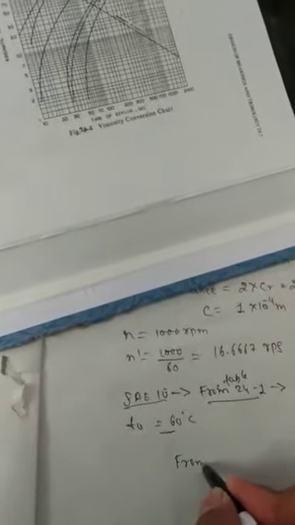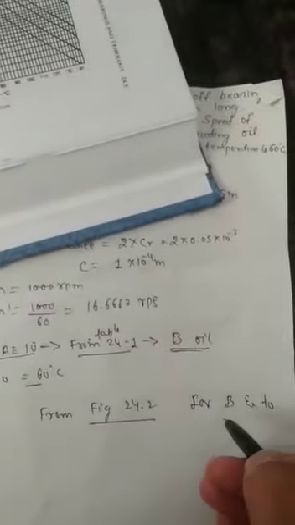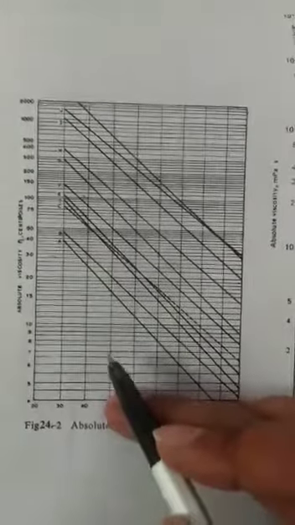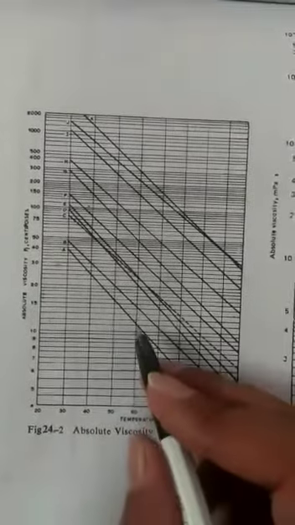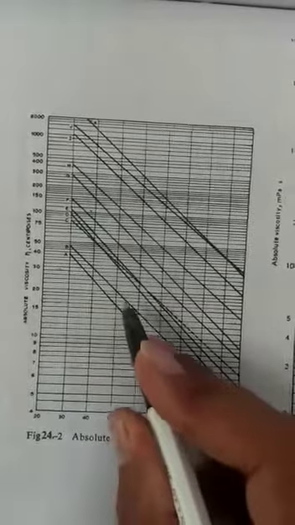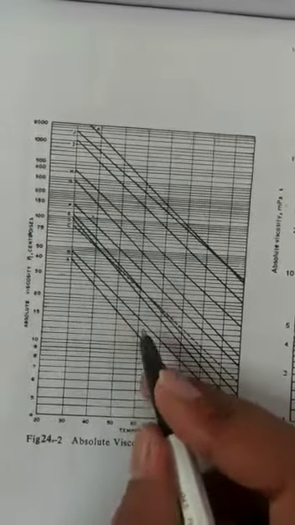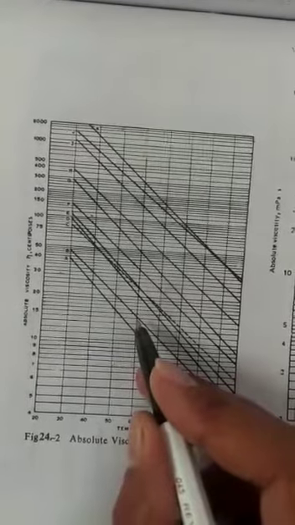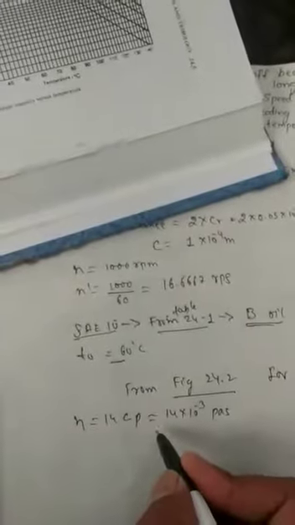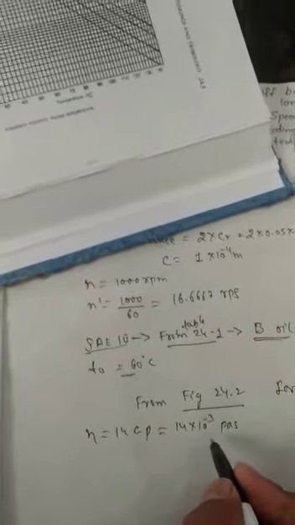From figure 24.2, for B oil and operating temperature T0, we can check the viscosity of this particular oil. Our operating temperature is 60, and for B oil, here we have A, B, C, D. At 60 degrees for B oil, just below 15, almost 14. What is the viscosity of oil? 14 centipoise, or 14 into 10 power minus 3 Pa.s.